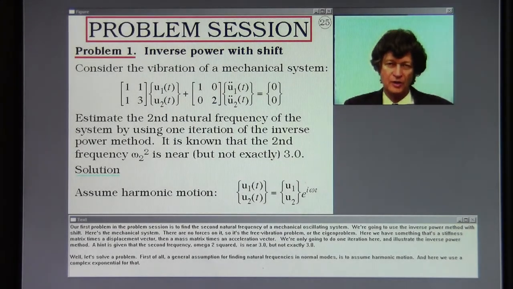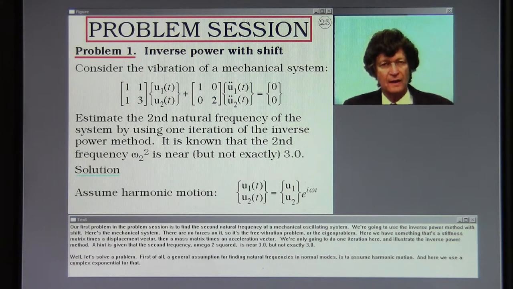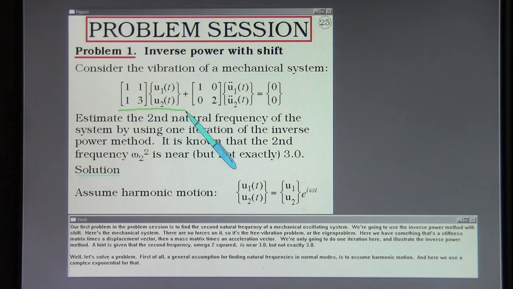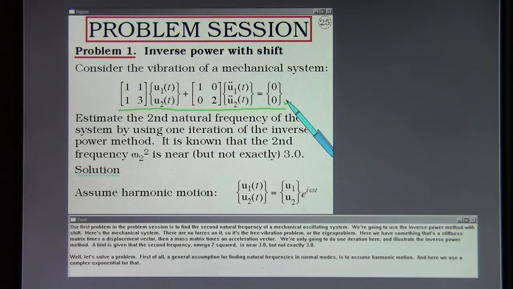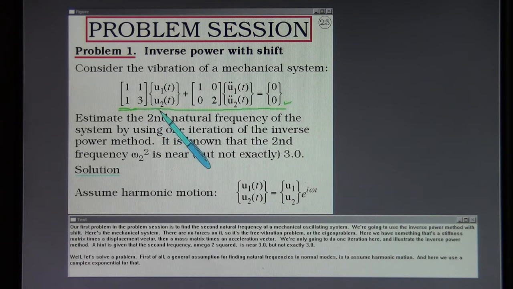Our first problem in the problem session is to find the second natural frequency of a mechanical oscillating system. We're going to use the inverse power method with shift. Here's the mechanical system. There are no forces on it, so it's the free vibration problem or the eigenproblem. Here we have a stiffness matrix times a displacement vector, then a mass matrix times an acceleration vector. We're only going to do one iteration here and illustrate the inverse power method. A hint is given that the second frequency omega 2 squared is near 3.0, but not exactly 3.0. Well, let's solve the problem.